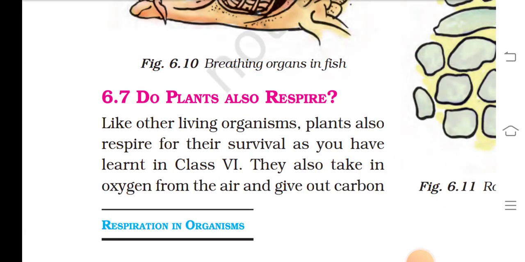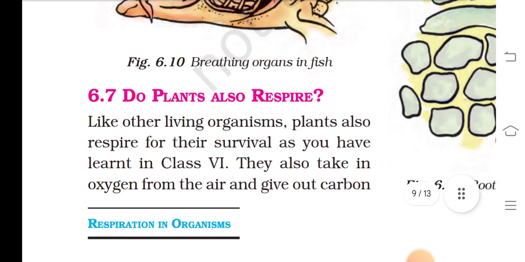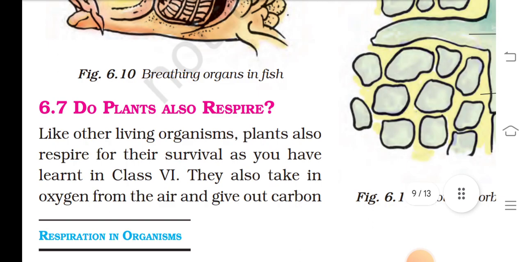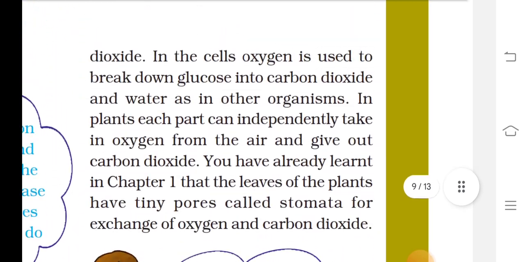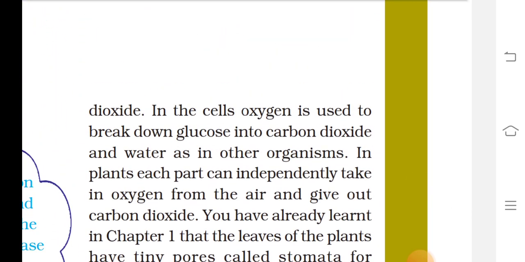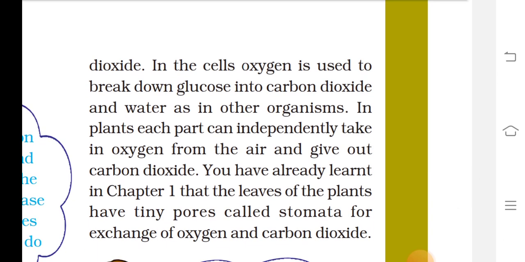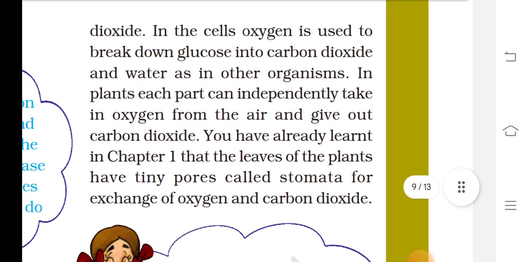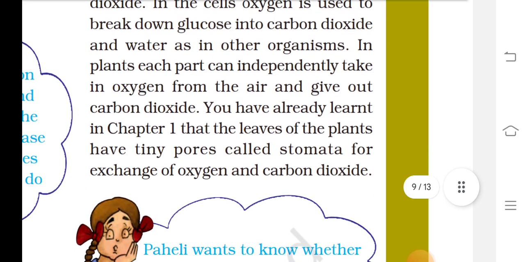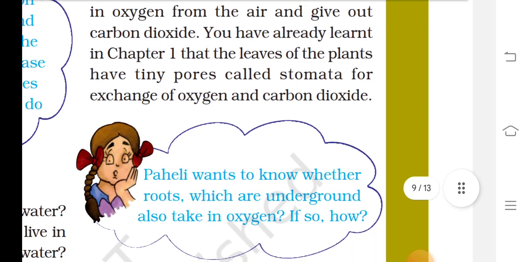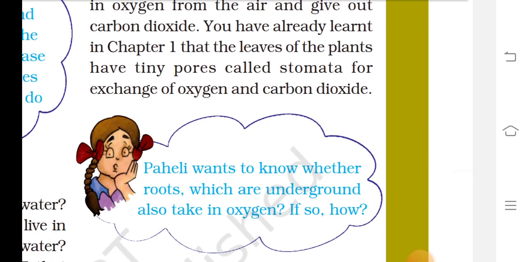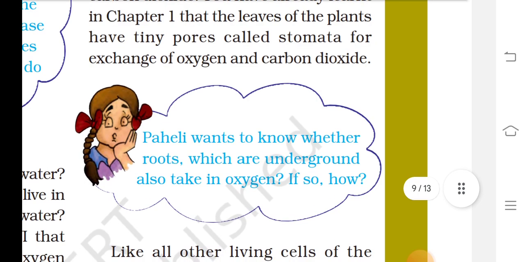Do plants also respire? Like other living organisms, plants also respire for their survival. As you have learned in class 6, they also take in oxygen from the air and give out carbon dioxide. In cells, oxygen is used to break down glucose into carbon dioxide and water, as in other organisms. Each part of the plant can independently take in oxygen from the air and give out carbon dioxide. You have already learned in chapter 1 that the leaves of the plant have tiny pores called stomata for exchange of oxygen and carbon dioxide.